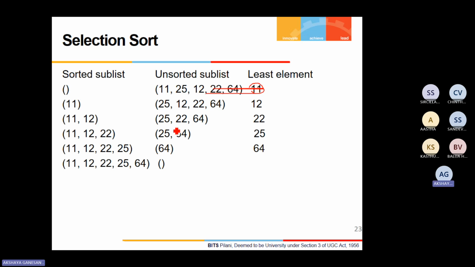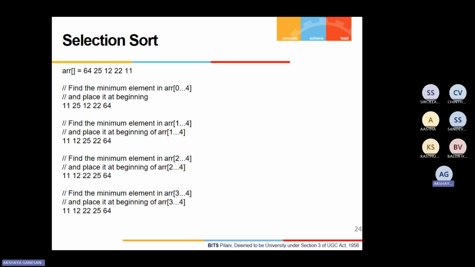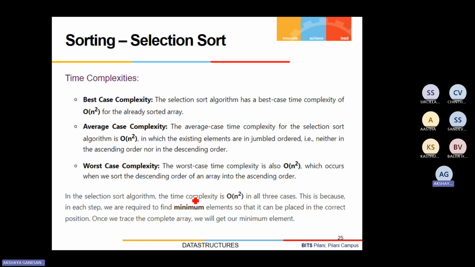Now again 22 is the smallest. You replace 22, right? So the sorted sublist keeps increasing, unsorted sublist keeps decreasing. So in this, you start with A of 0 to 4, then 1 to 4, 2 to 4, 3 to 4. That's how you reduce the size of the array which you are searching.